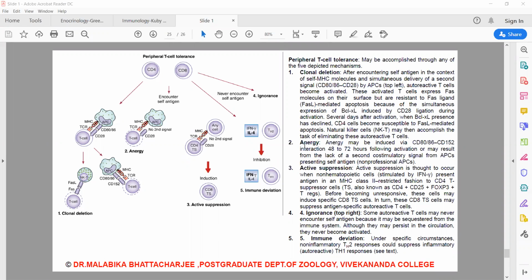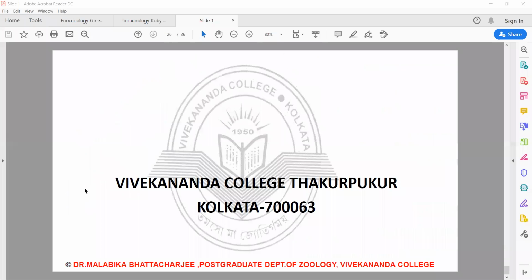So there is immune deviation, there is ignorance, that is neglect, that is no encounter. There might be active suppression by the immunoregulatory cells. There can be anergy, that is receptor signaling proper is not done. Or if there is a hyperactivated T lymphocyte, the T lymphocytes are forced to die by the T regulatory cells. So these are various ways where at the peripheral level, the tolerance can be introduced. So this was a summing up of T cell development.